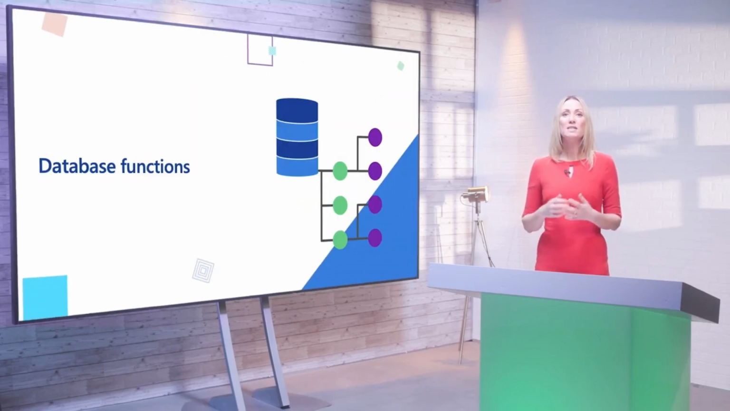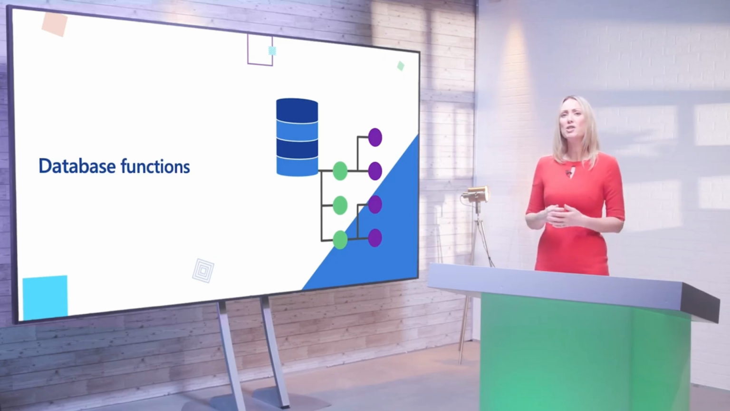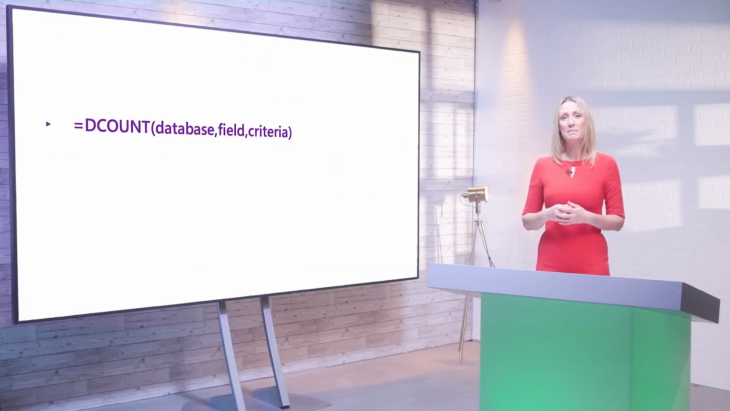Database functions are similar to subtotal functions in that you can use them to perform common operations on a specified subset of data. However, one difference is that unlike with the subtotal function, where the criteria is whether the data is hidden or not, with database functions you use criteria for the data in each column of your data set. The syntax of a typical database function is equal sign, DCOUNT, open parentheses, database comma, field comma, criteria, close parentheses.